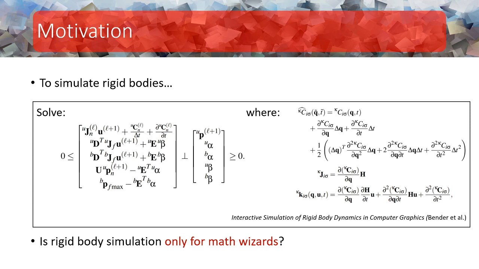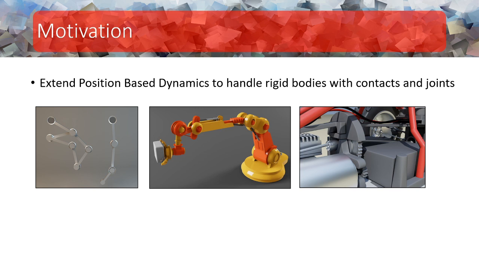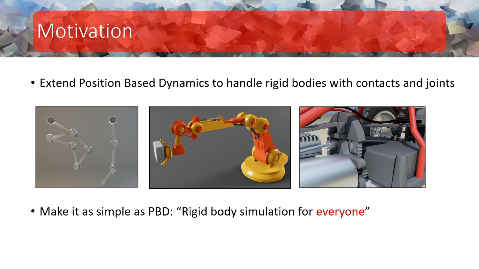The goal of this project was to extend the position-based dynamics method to also handle rigid bodies with contacts and joints. This way, we wanted to make rigid body simulation as simple as PBD, or rigid body simulation for everyone. What's important though, is that we did not want to trade simplicity for accuracy. For this reason, we based our method on extended position-based dynamics, or XPBD. It uses the true physical quantities like forces and torques. This way, our method is a serious alternative to existing engines.